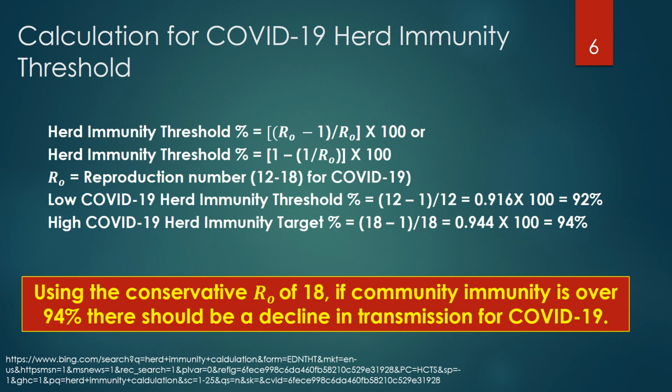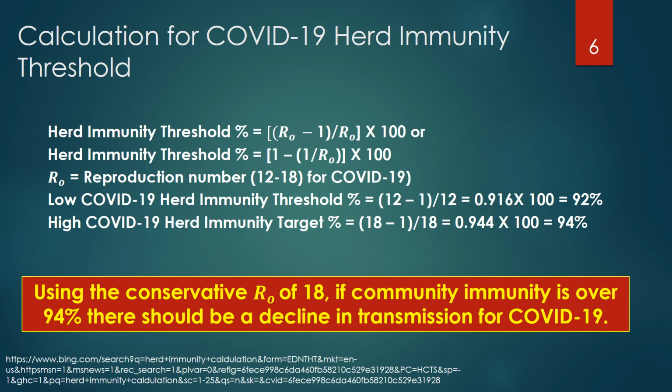There are two simple formulas for calculating the COVID-19 herd immunity threshold percent. One formula is herd immunity threshold equals (R0 minus 1) all over R0, times 100. The other is a different way of stating the same formula. Herd immunity threshold equals 1 minus 1 over the R0, times 100.